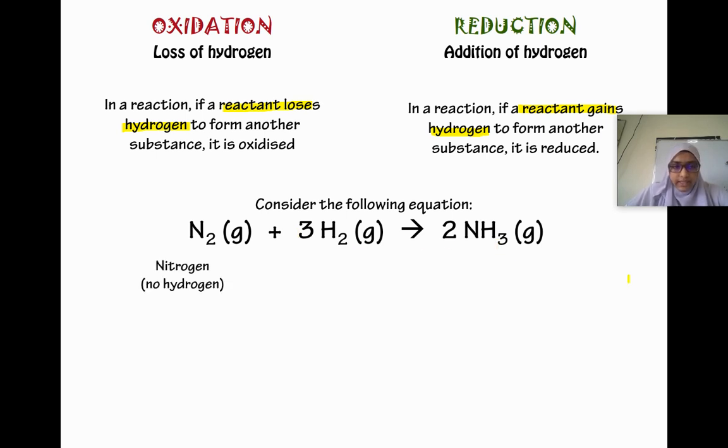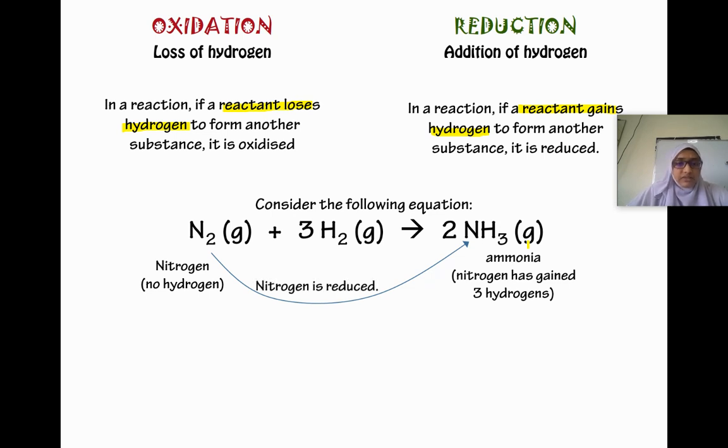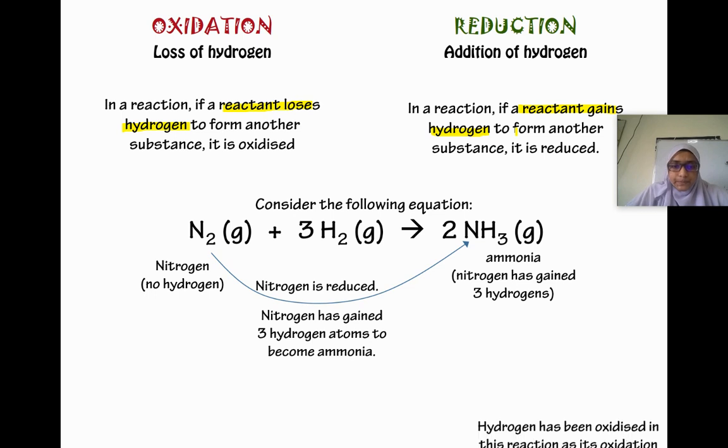In this equation, again, you see nitrogen has no hydrogen here, but in ammonia, nitrogen has gained 3 hydrogens in the process. So that means nitrogen has been reduced because it has gained hydrogen. Nitrogen has gained 3 hydrogen atoms to become ammonia.